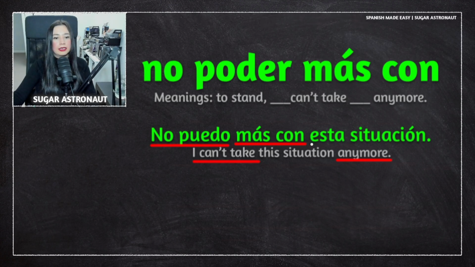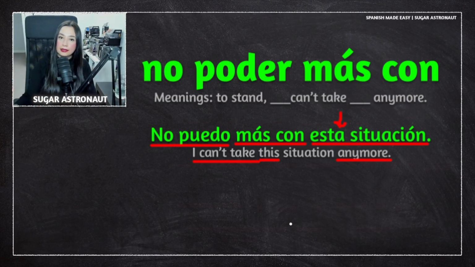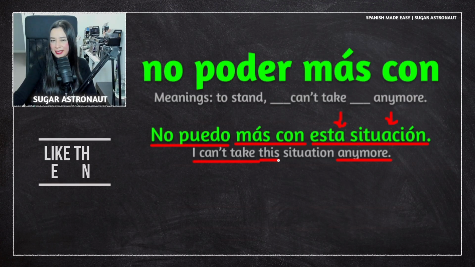Right? Esta situación. Esta without the accent mark on top of the letter A means this. Feminine this. Okay? Esto is the same this, but masculine. There's also plural, estas, these, or estos, these, okay? So keep that in mind. Situación, we're saying esta because situación is feminine, okay? La situación. It looks like it's masculine, but it's not masculine. It's feminine.